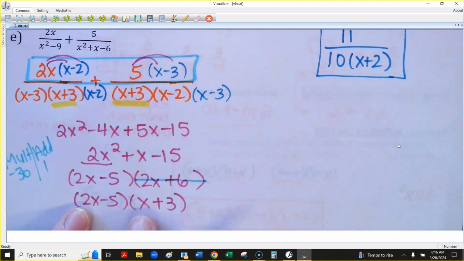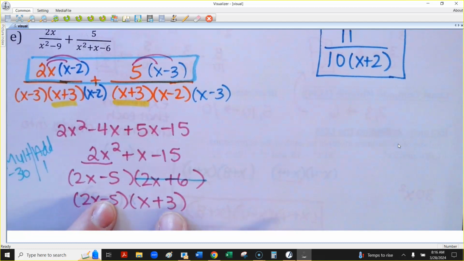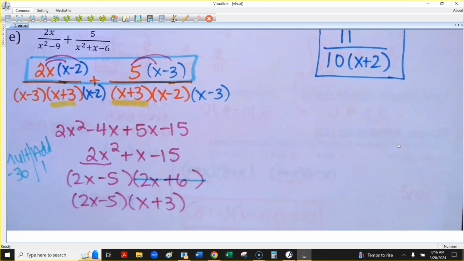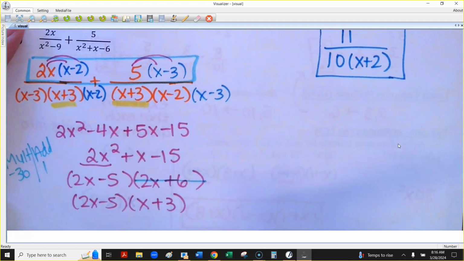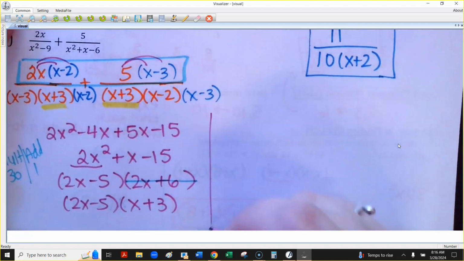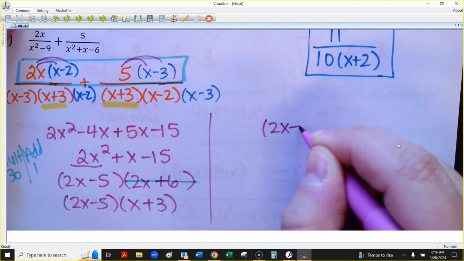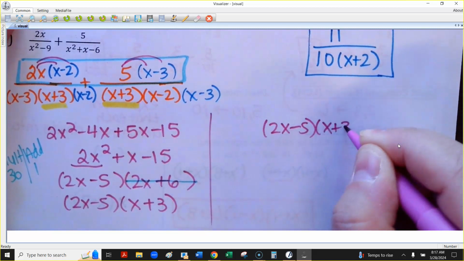I'm just going to do a quick spot check. 2x times x is 2x squared. Negative 5 times 3 should give me the number on the end, which is negative 15, so we should be good there. All right, now, 2x minus 5 times x plus 3 was the numerator.